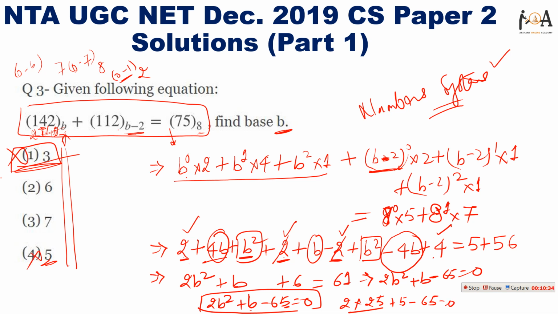Let's go with option 3. So 7 times 7 is 49, into 2. 49 into 2 is 98. So it's more than 65. So it's also not the answer. Let's try with 6. 6 times 6 is 36, into 2, 72. 72, it's again more. So I think that there is some problem with the equation.